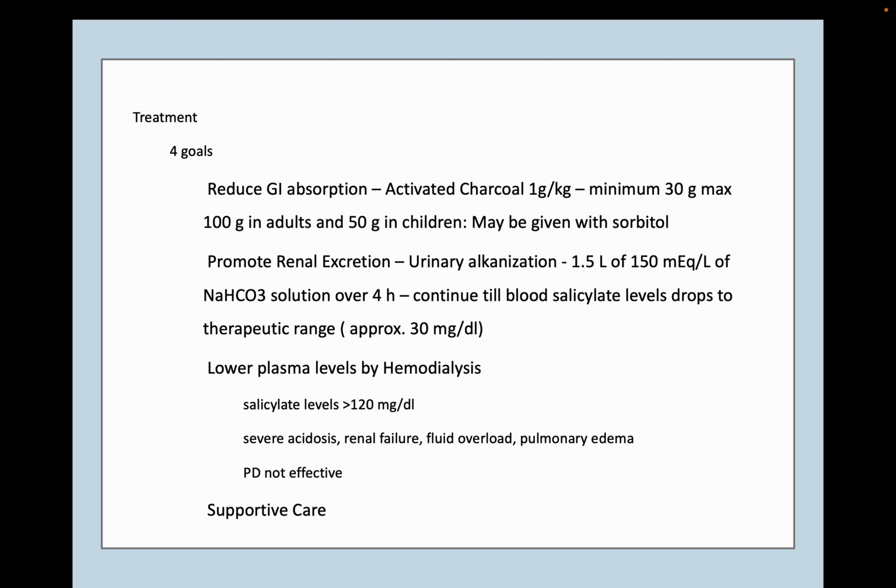So first you give charcoal to reduce GI absorption. You give sodium bicarbonate to alkalinize the urine to promote more excretion of salicylate. And you can try hemodialysis also. So the main treatments are charcoal, and bicarbonate to alkalinize the urine. In what other cases can you alkalinize the urine? In rhabdomyolysis also, we alkalinize the urine so that you can excrete more myoglobin. Think of the other places where you alkalinize the urine with bicarbonate so that you can excrete more of the toxin. You can try hemodialysis also in this case.